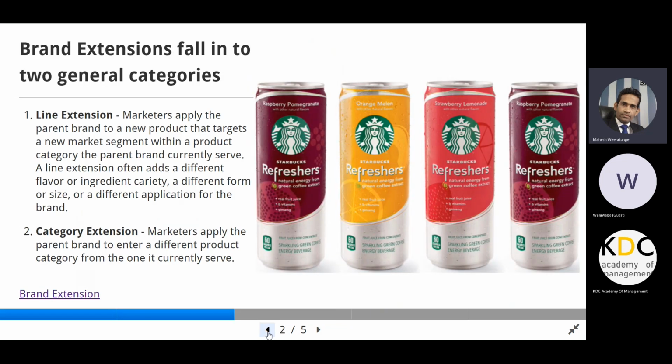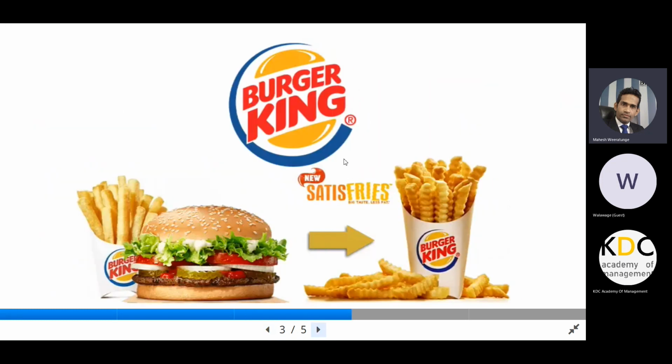So when you look at brand extension, there are two main approaches. One is the line extension, where you cater to a new market within the same product category. The other is the category extension, where you go into a different market with a different product category under the same brand name. Coca-Cola and Diet Coke is basically the line extension. The category extension, as I said, is Yamaha and Burger King.